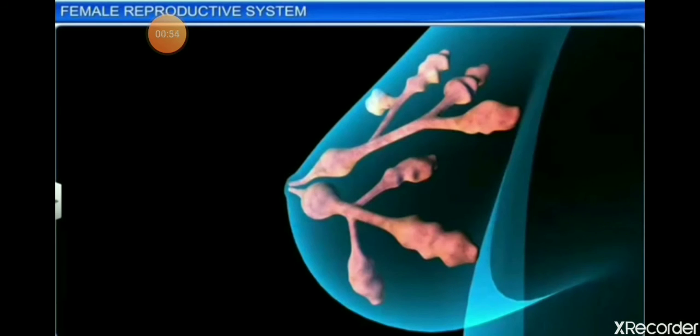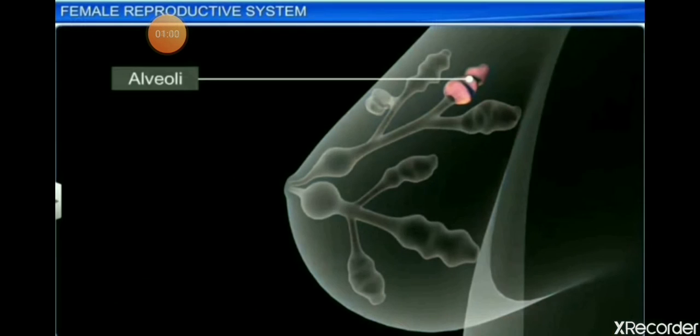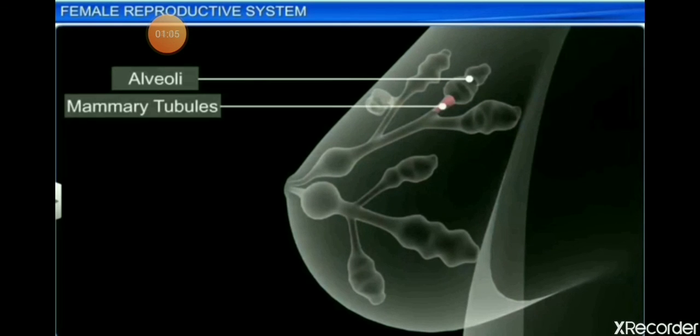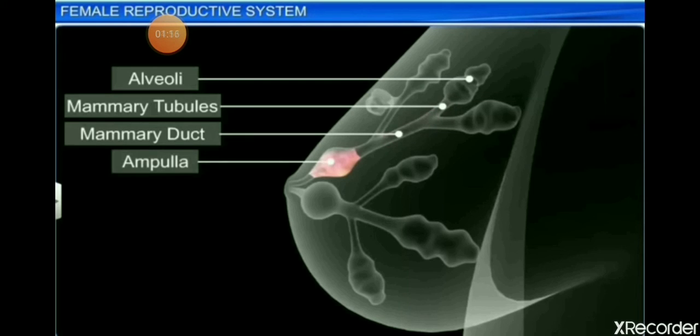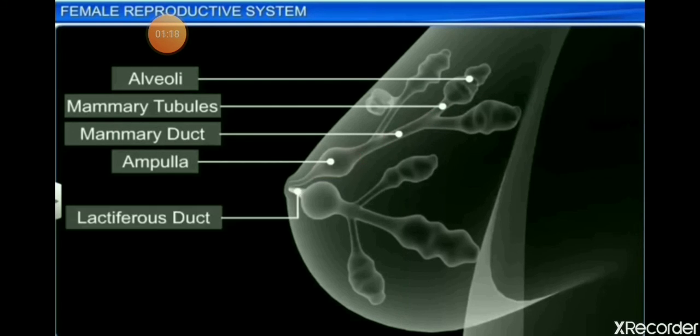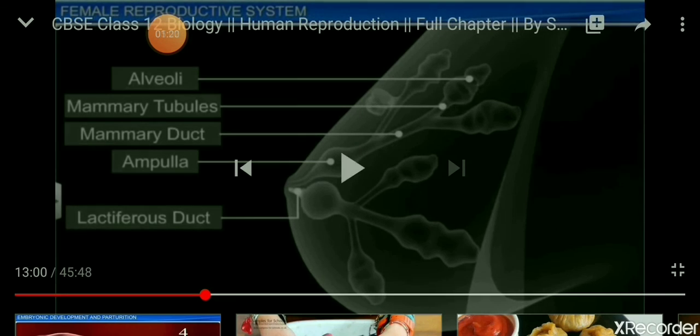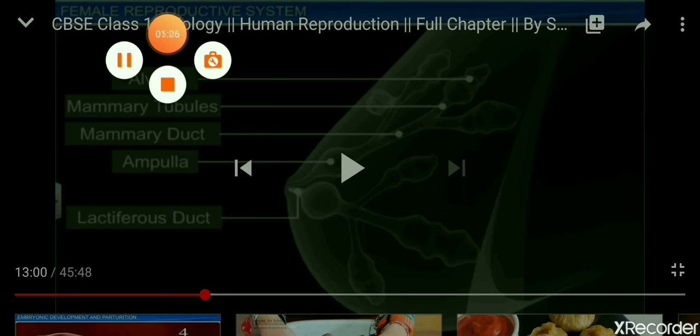Next is the mammary gland structure. The alveoli are clusters of cells where milk secretion happens in the beginning. Then these are combined by the mammary tubules, then connected to the mammary duct, then come to the bigger reservoir called the ampulla, and then from the lactiferous duct the milk is ejected out during the lactation period.